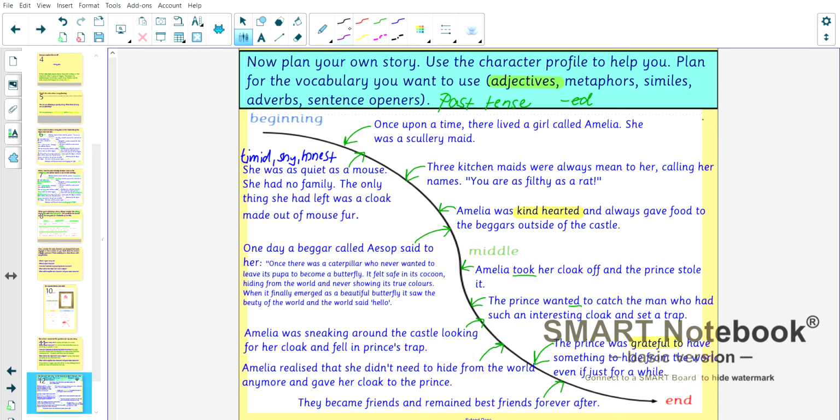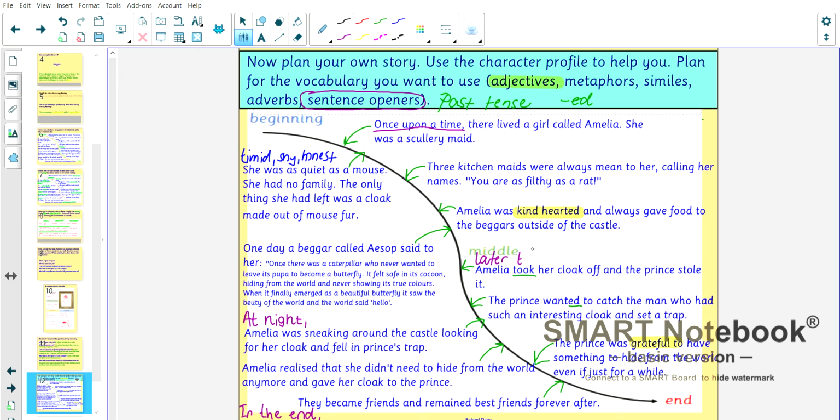Now what I did, I have planned for one sentence opener here, once upon a time. So we're planning for sentence openers, but I think I can put some more in. So maybe in the end I can just say in the end. It's a good thing to remember to put a comma after each sentence opener in the end. Maybe when she's sneaking around the castle I can write at night. Sentence openers are lovely to tell us more about the time. So I can say at night and put a comma afterwards. Maybe she speaks to Aesop and then she takes her cloak off, so I can say later that day. That's a good one. I like that one.